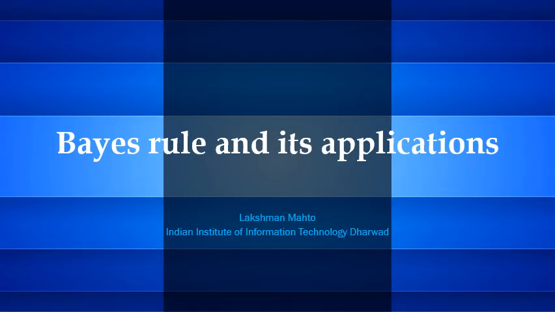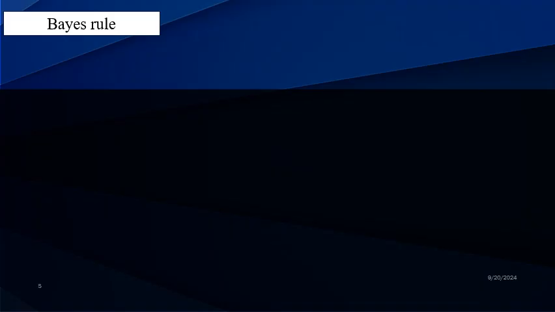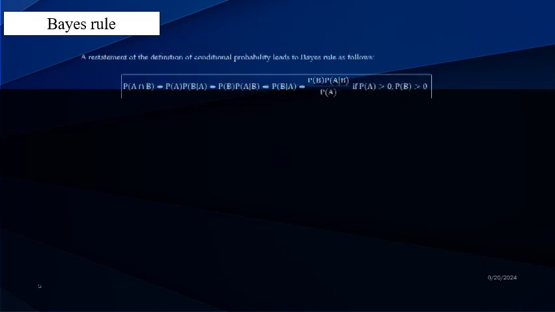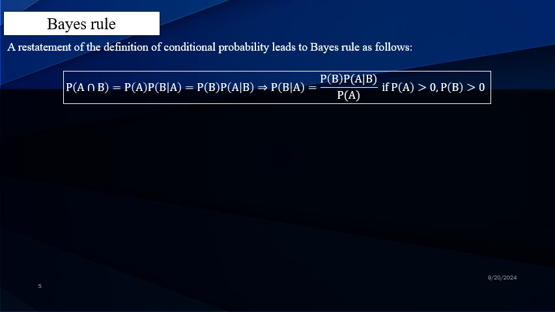Okay. Now we had discussed Bayes rule, and today we'll do several examples based on Bayes rule. So Bayes rule, again we say that it is a restatement of the definition of conditional probability. We are restating the definition of conditional probability in order to compute posterior probability. So we know that this is the multiplication rule. From where is it coming? From the definition of conditional probability.